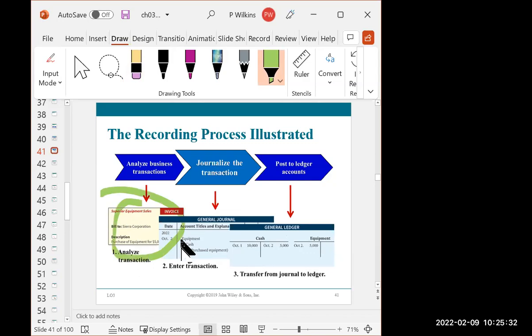Okay, this is just giving you an example of a source document. Here's an invoice for equipment that was purchased. This is showing you the journal entry here where they're going to debit equipment and credit cash because they paid cash for it. And then this is showing you the entry moving over to the T accounts. Okay, the October 2nd is the $5,000 entry. So again, we're just doing the overview here. Don't get too tied up in this yet.